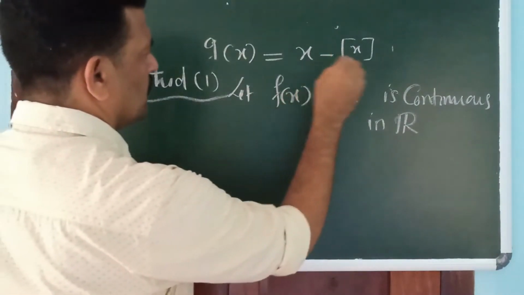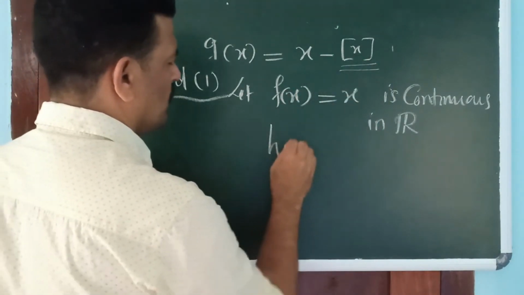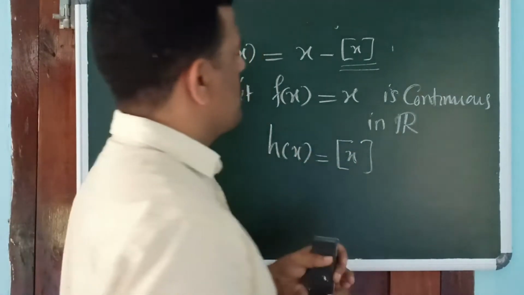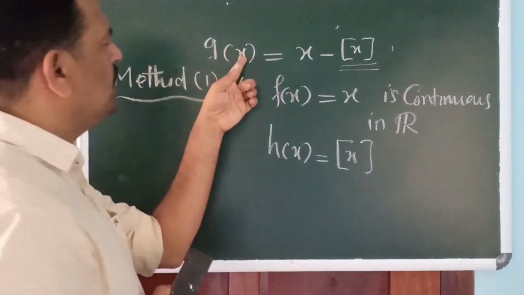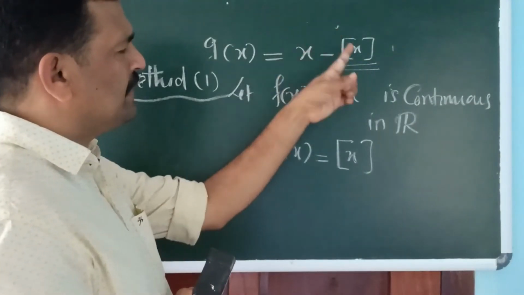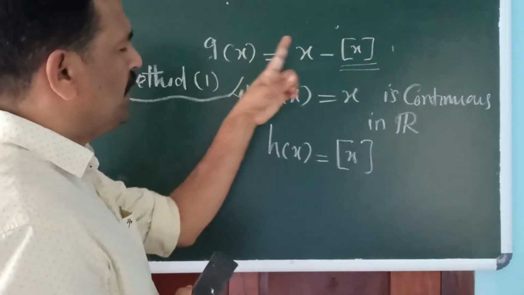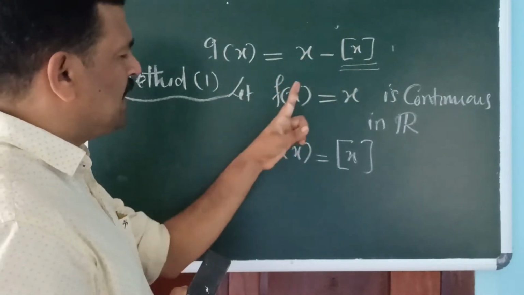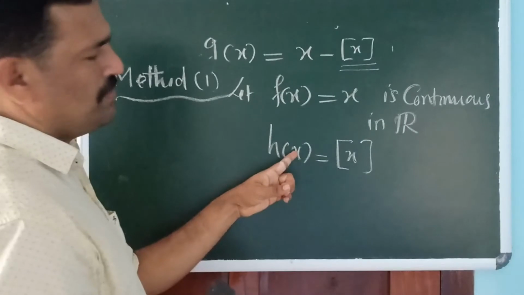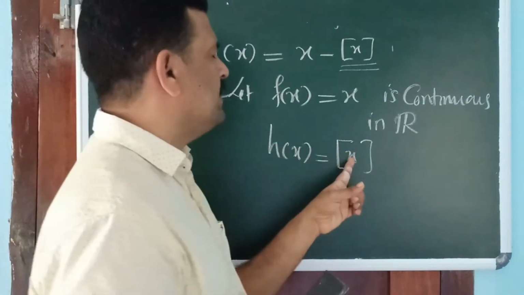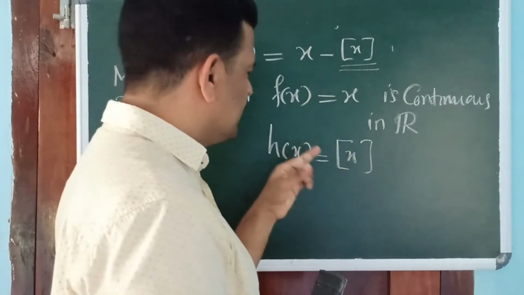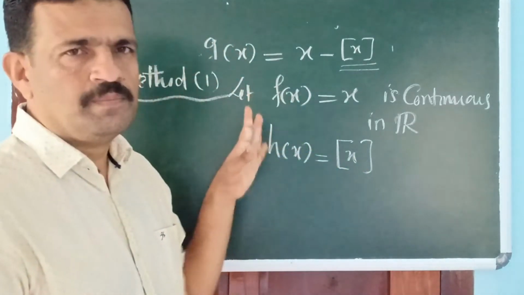The second part of the question, we can take h of x equal to greatest integer function x. And our given function is f of x minus h of x. If g of x is equal to f of x minus h of x, and if f of x and h of x are continuous, then g of x is continuous. But here we have to show that h of x equal to greatest integer function x is not continuous in set of all real numbers. That means it is discontinuous in set of all integers. That we have to prove.